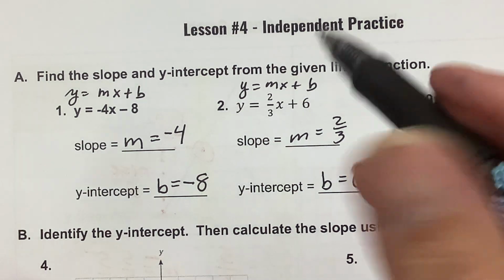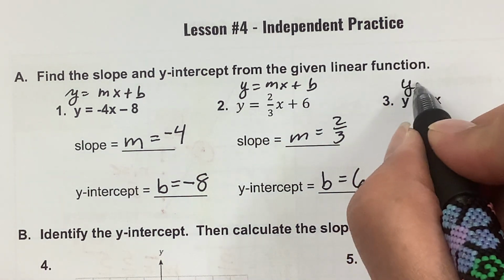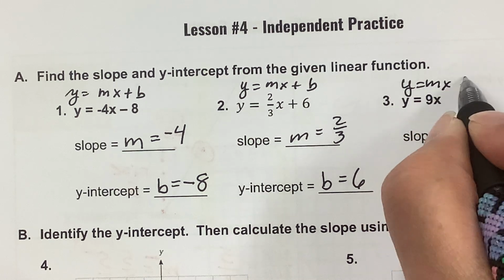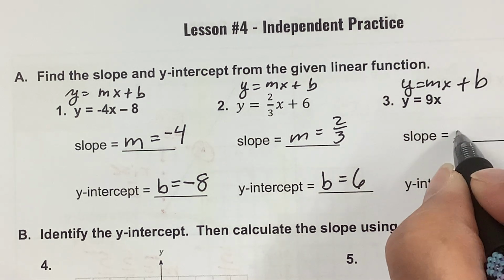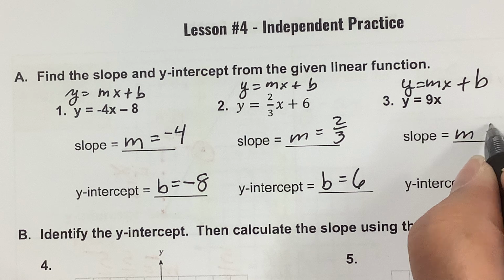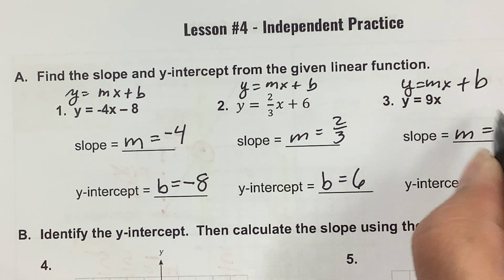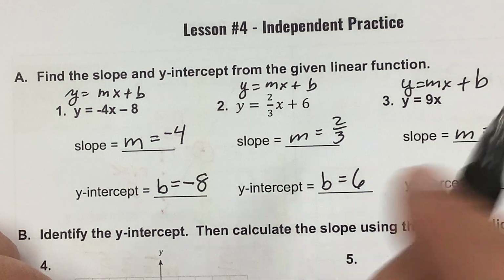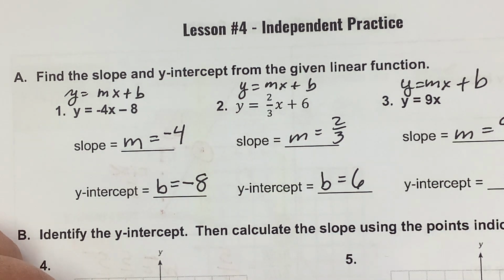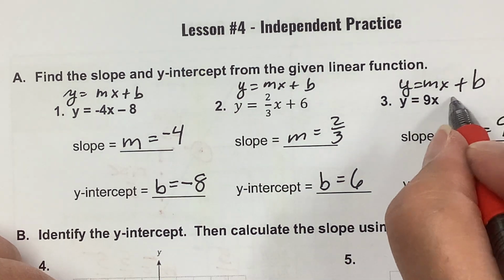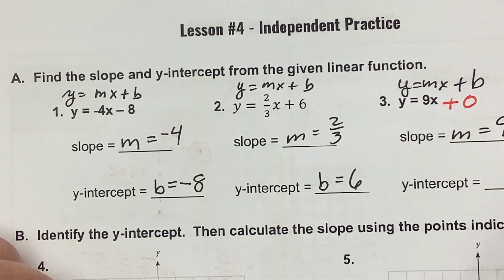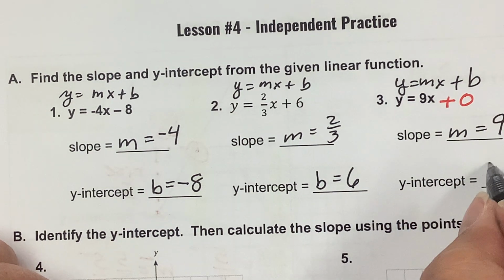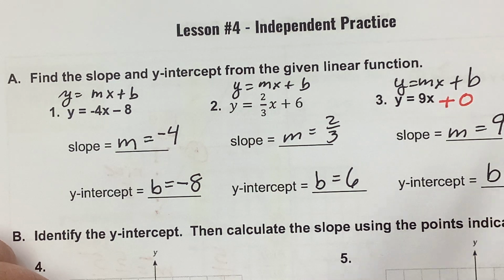Now this one's a little interesting. Y equals mx plus b. Slope is m. M is 9. B is nothing. There's nothing there. And to represent that nothing, I'm going to add plus 0. So my y-intercept, b equals 0. That means that it's going through the origin.